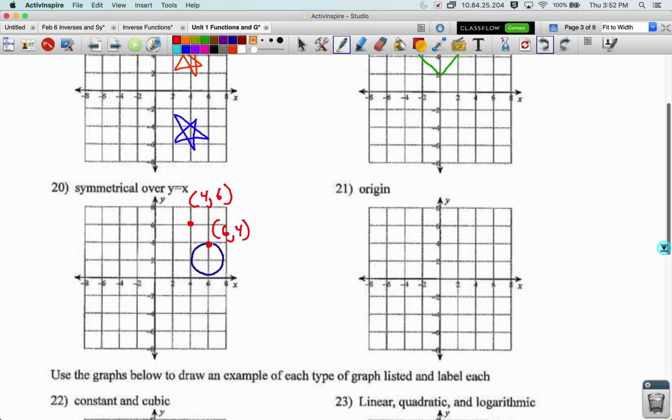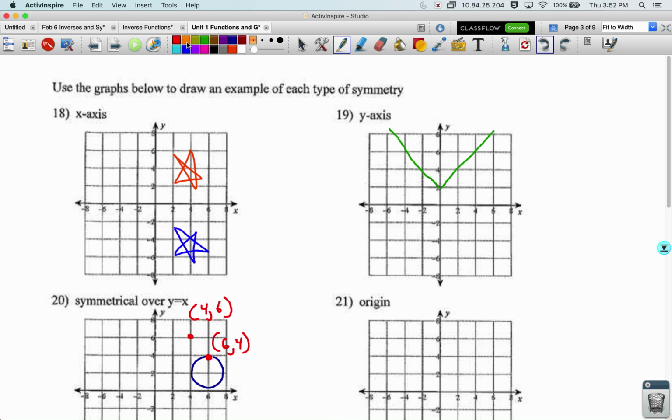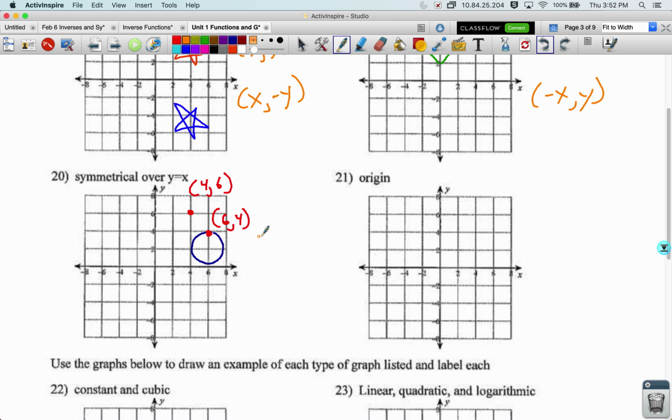All right, let's actually talk about all of these. For x-axis, the point x, y becomes the point x, -y. Here, the point x, y becomes the point -x, y. Here, the point x, y becomes the point y, x. And we get something like that. And then origin, the point x, y becomes the point -x, -y.